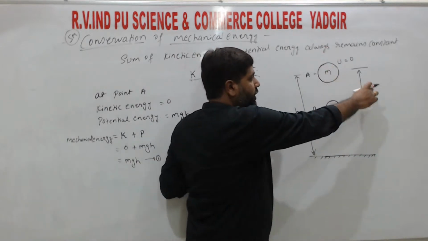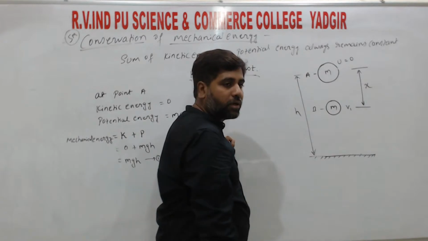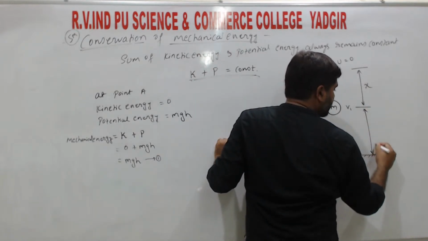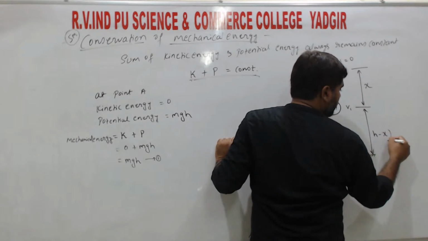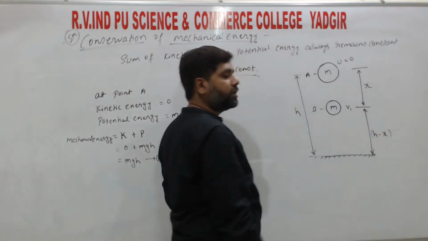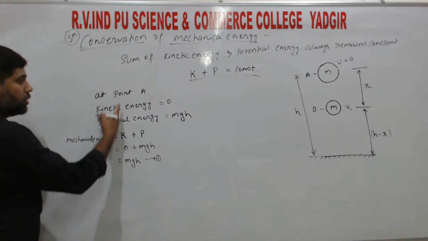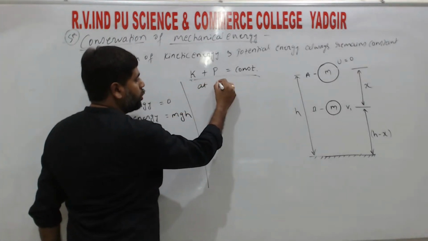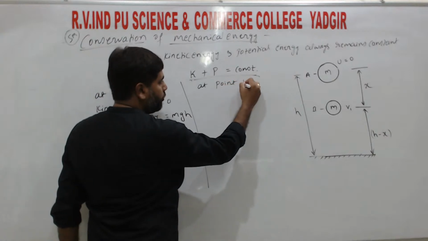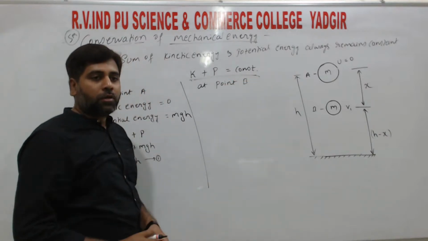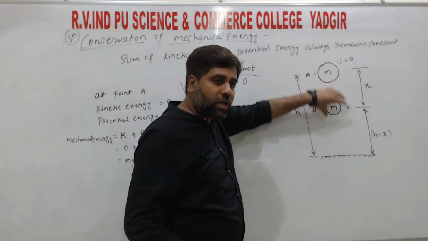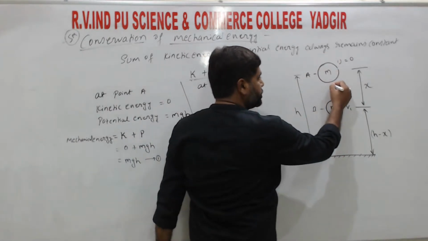So from the top, how much is it covering? x is covered. And from the bottom, or from the ground, the height is h minus x, right? Now at point b, where we release the object into free fall, the object will start to move in the downward direction, right?